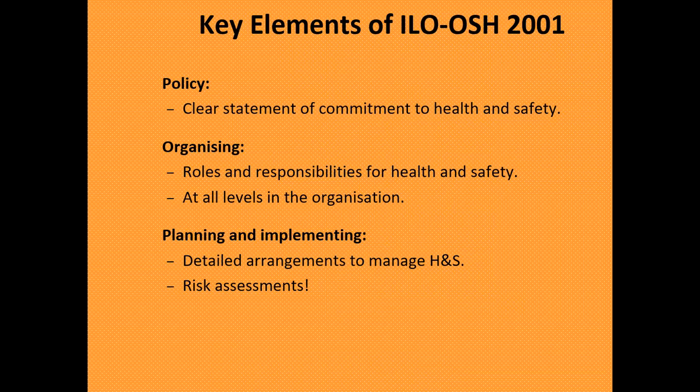And then the next thing, organizing. In organizing, we have roles and responsibilities, like who is responsible for implementing, planning, and developing the health and safety management system at every level of the organization, from top management, senior management, middle management, and the operations team. Each and every responsibility is being distributed and assigned to the responsible persons, and a record is being kept, like who is responsible for doing this job. Then planning and implementation, detailed arrangements.